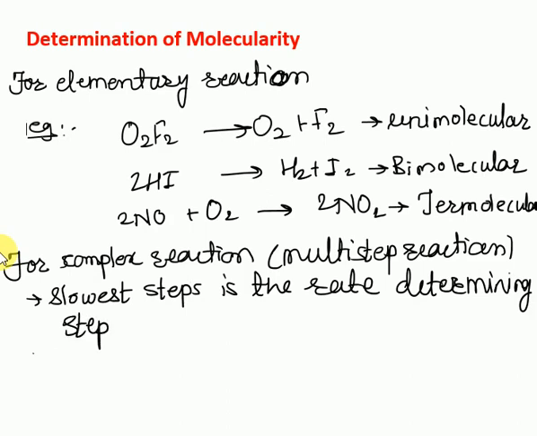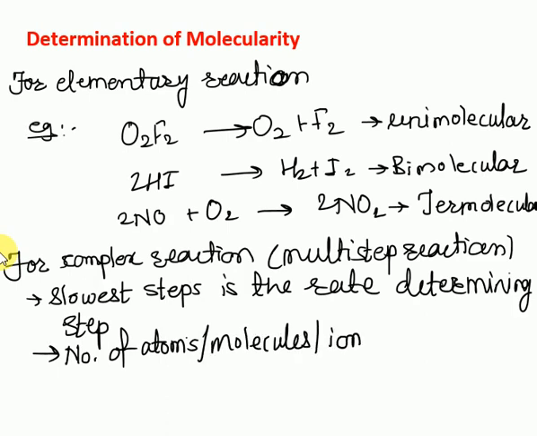And to calculate the molecularity for the complex reaction, take the number of atoms or molecules or ions, those reactant species involved in the rate determining step. Rate determining step means the slowest step. The number of atoms or molecules or ions involved in the rate determining step, just make the total.